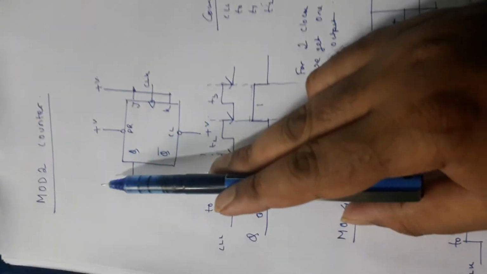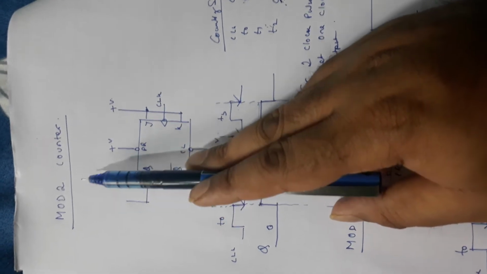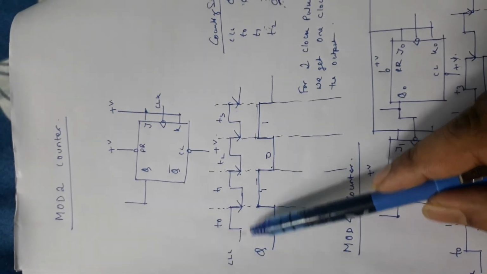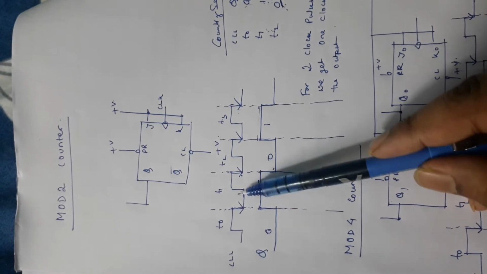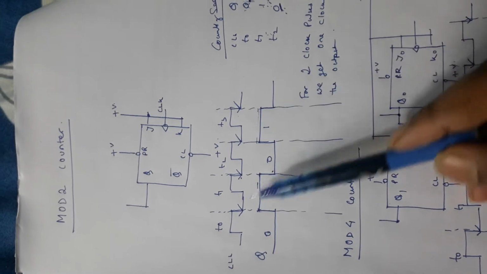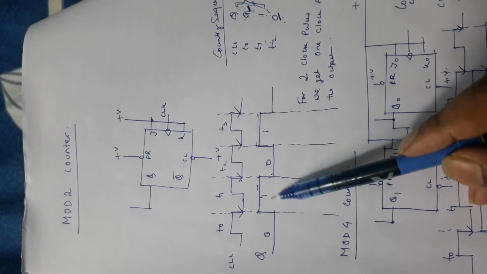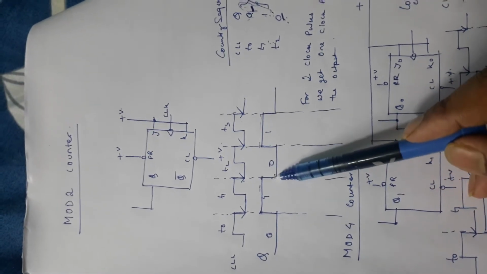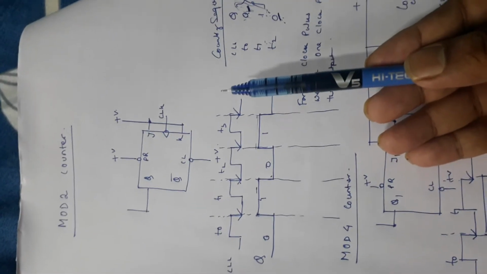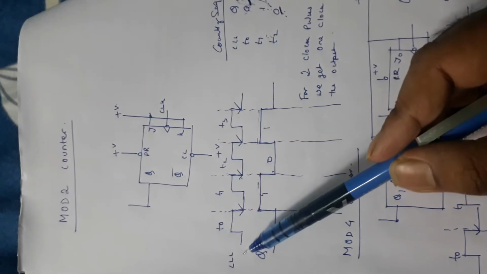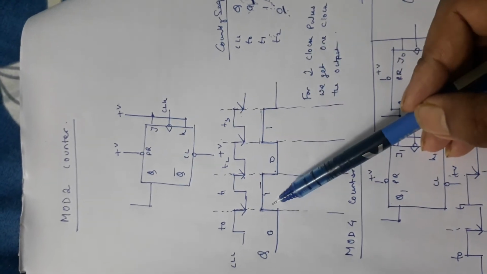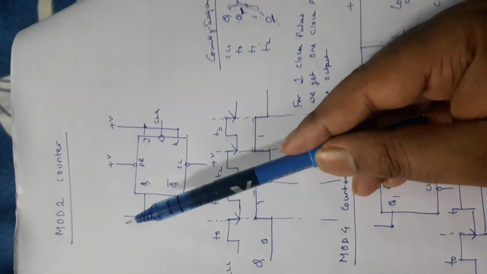Now why is this called a mod 2 flip-flop? See how many clock pulses you have given: 1, 2, 3, and 4. And how many are you getting at the output? 1 and 2. So it has actually divided the number of clock pulses by 2. That is why it is known as a mod 2 counter.